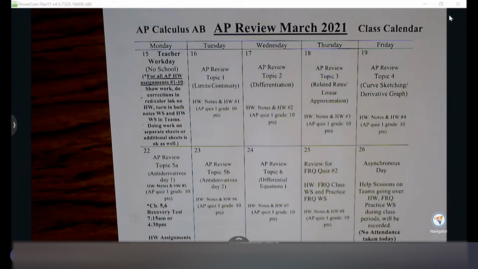Okay, so we're going to move into our first notes page, which is limits and continuity. So we're starting all the way back at the beginning of first semester.